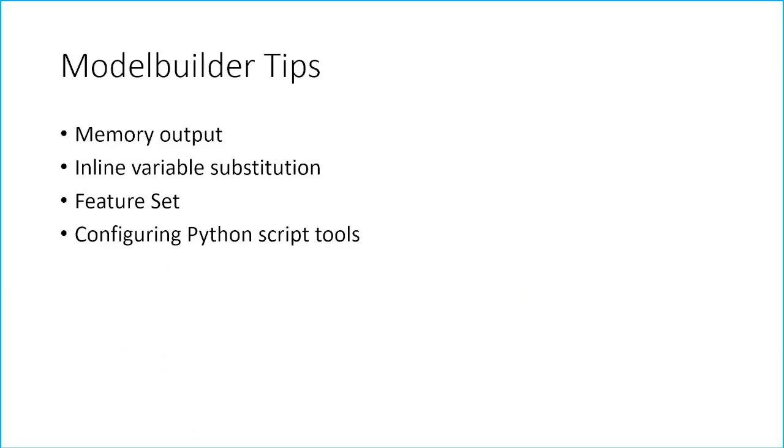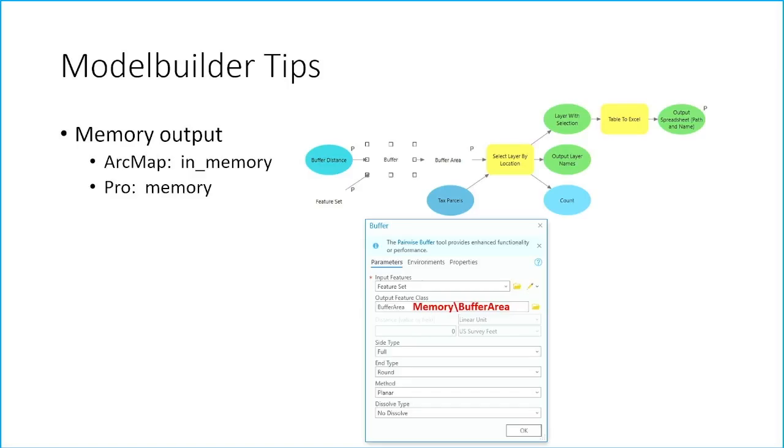So some tips. We'll look at memory output, inline variable substitution, feature sets. There are also record sets, and then configuring a Python script tool. We'll look at that. So continuing with the buffer example, if you aren't aware, show of hands again.